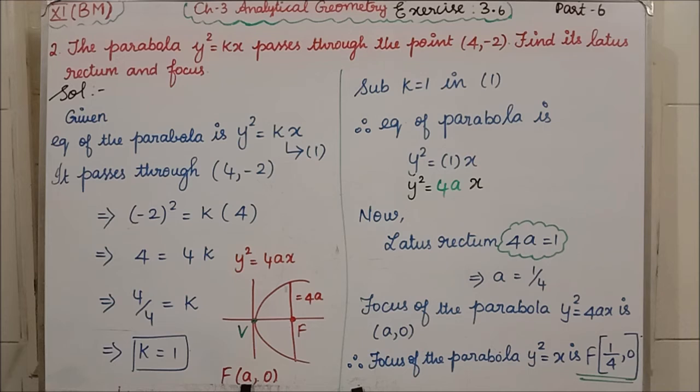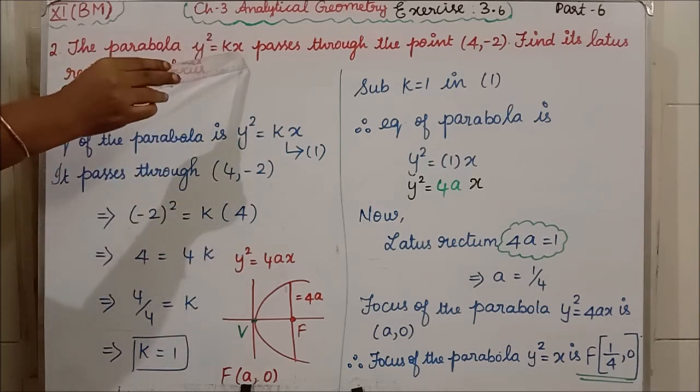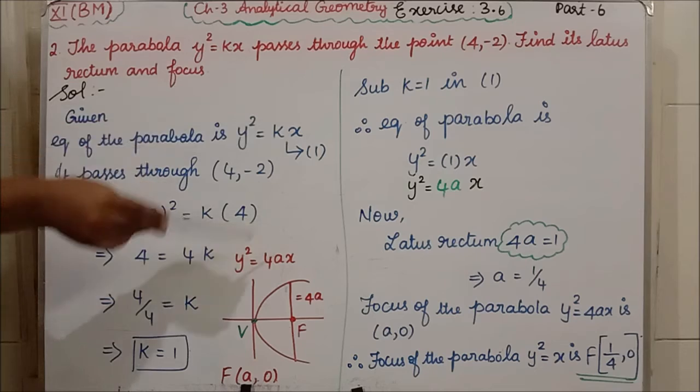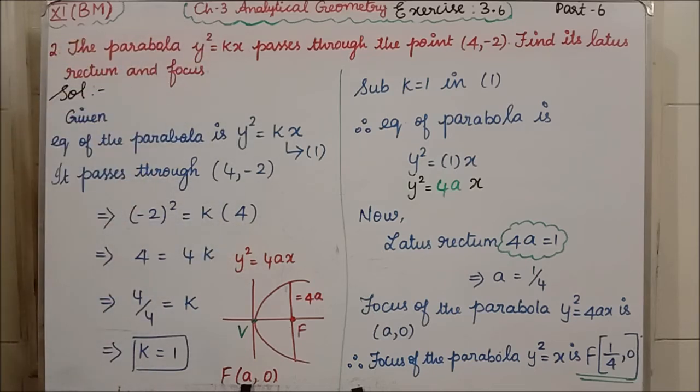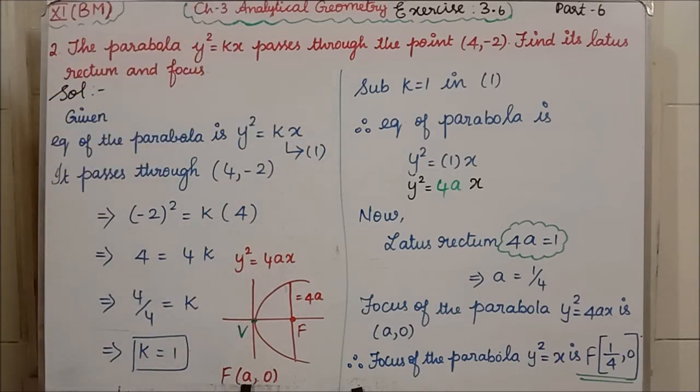Do you remember what I told about y square equal to 4ax? It is the general form of the parabola. Here also we have y square, so y square equal to 4ax, y square equal to kx. Which side does the parabola face? Yes, it opens rightward. It passes through the point 4 comma minus 2, and we have to find the latus rectum and also the focus.